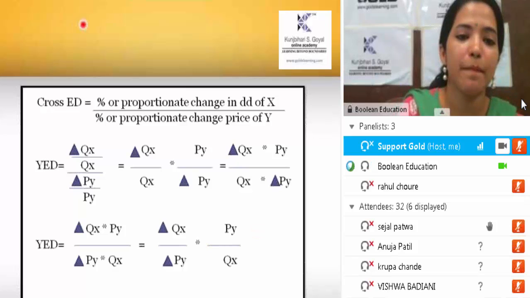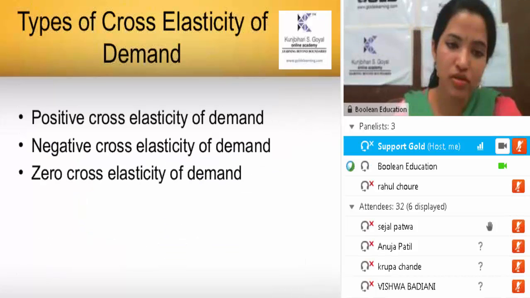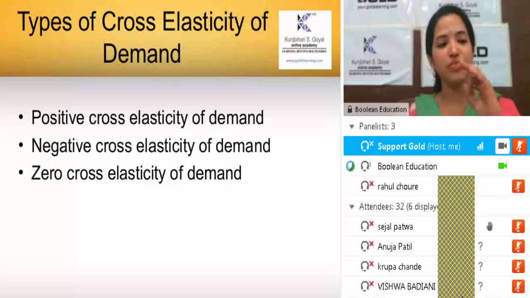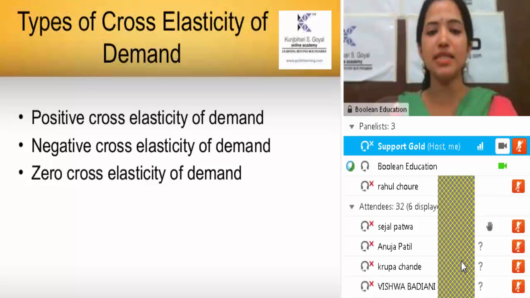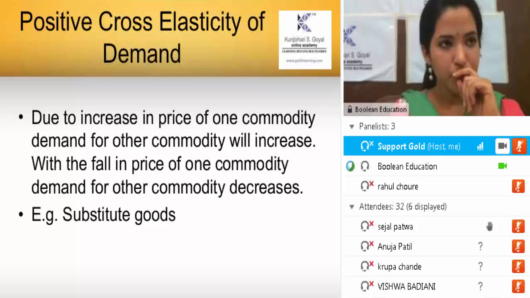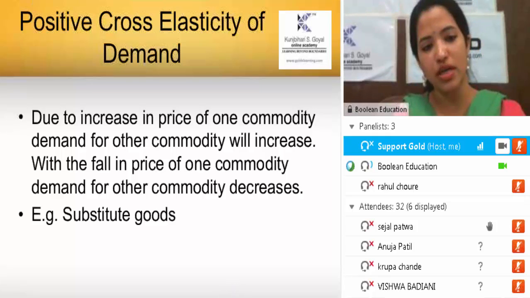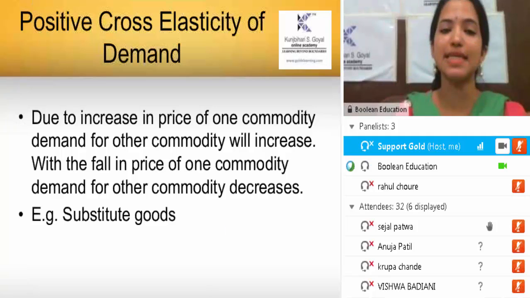चलिए, let's look at the types. So there are three types basically: positive cross elasticity, negative cross elasticity, and zero cross elasticity. Let's first see positive cross elasticity. Due to increase in price of one commodity, demand for other commodity will increase. And with the fall in price of one commodity, demand for other commodity decreases.